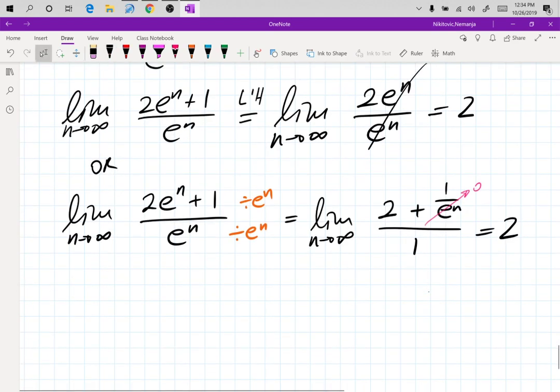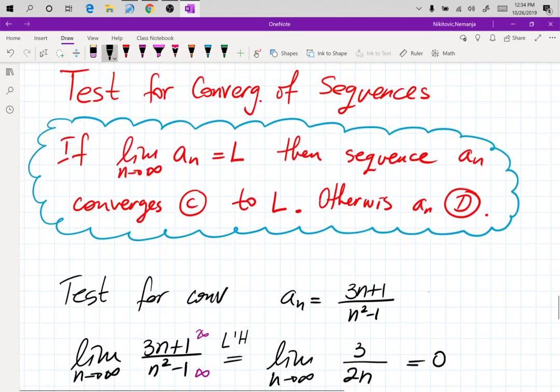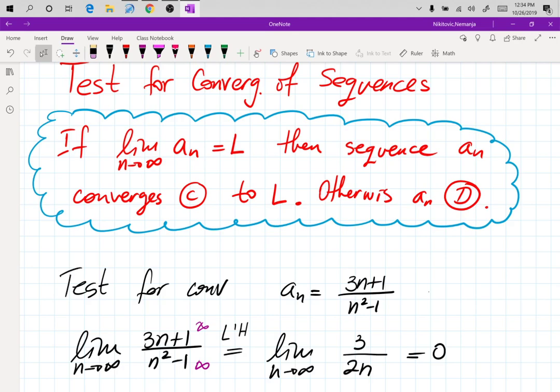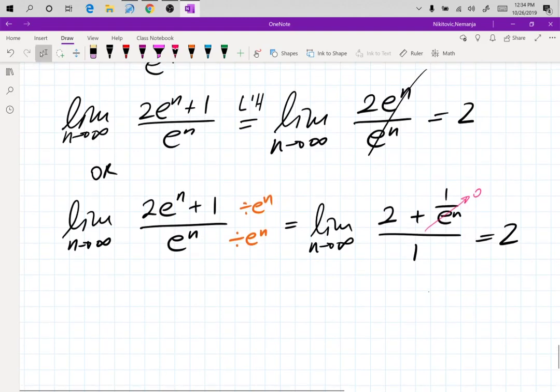Guys, you want to do very well in this section. Here's your cloud right here. You got to know that one. And when the question says test for convergence, oh, I'm taking the limit to infinity. And now let me do the limit.